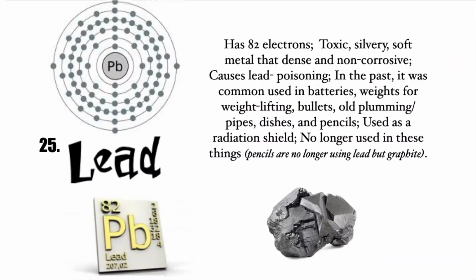Now we're going to end with lead. Just like mercury, it is very toxic. It's a silvery metal. It's non-corrosive. It has been used in cups and plates and dishes, piping. But because we know it's very poisonous, we have moved away from that. It was also used in pencils. That's why we called it pencil lead. Nowadays, we don't have lead in pencils.